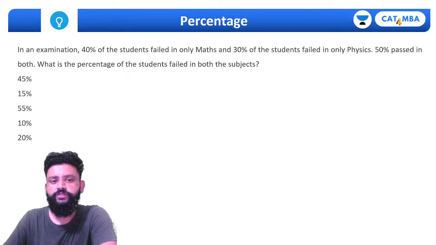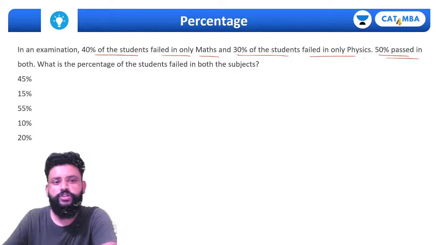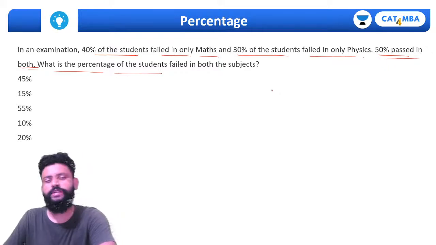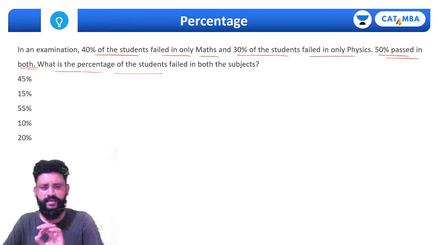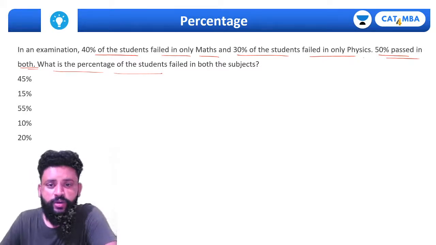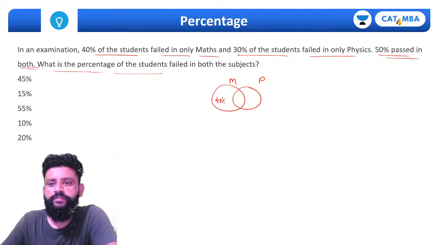Okay, so in an examination, 40% of the students failed only in maths, 30% of the students failed only in physics, and 50% of the students failed in both. What is the percentage of the students who failed in both? So that's not a percentage question. It's a simple basic Venn diagram question, you can say. Some students may have failed only in maths, some students failed only in physics. 40% of the students failed in only maths, 40%, and 50% failed in only physics, 50%.